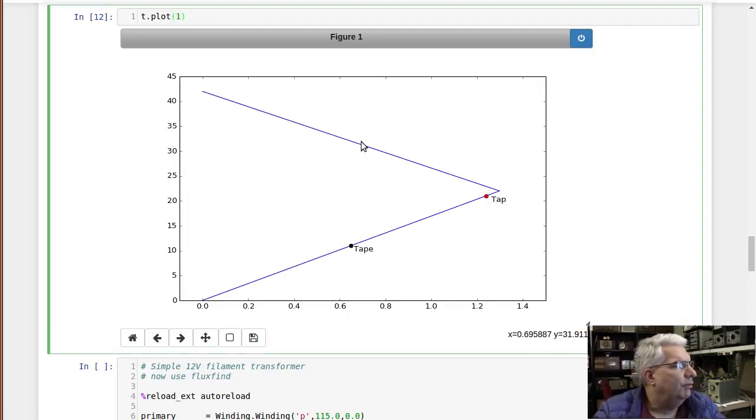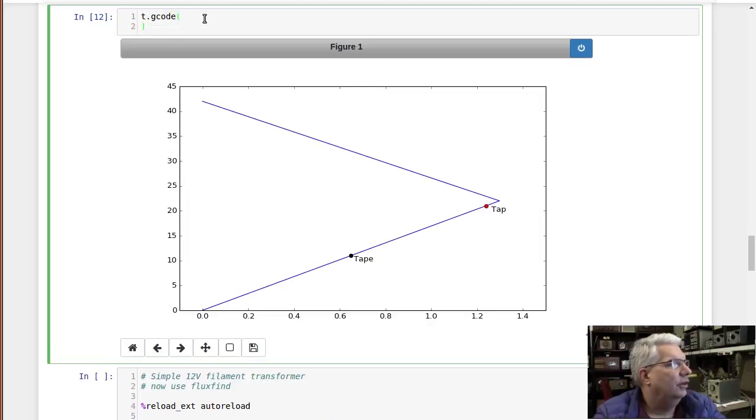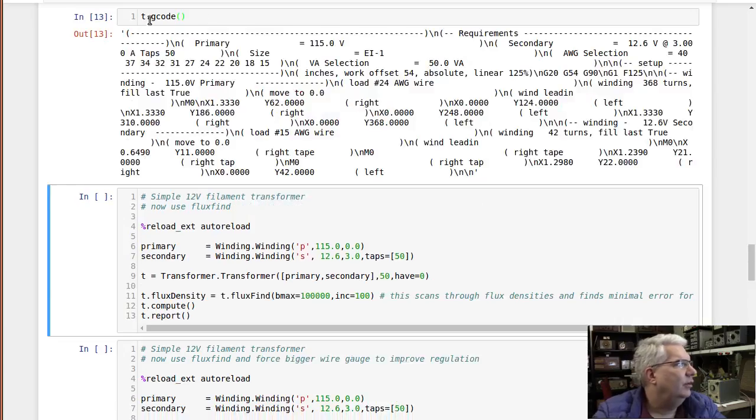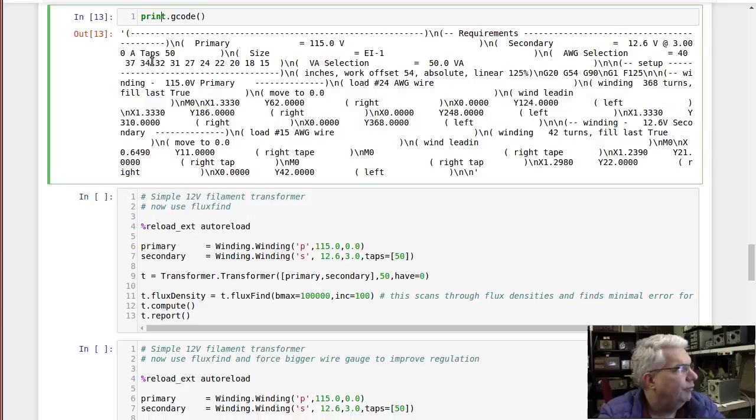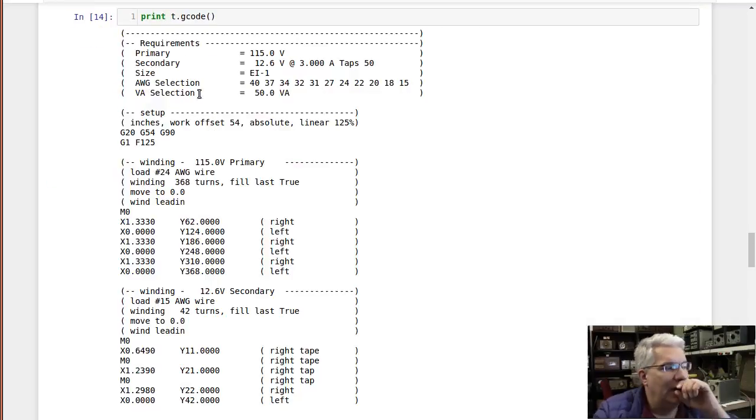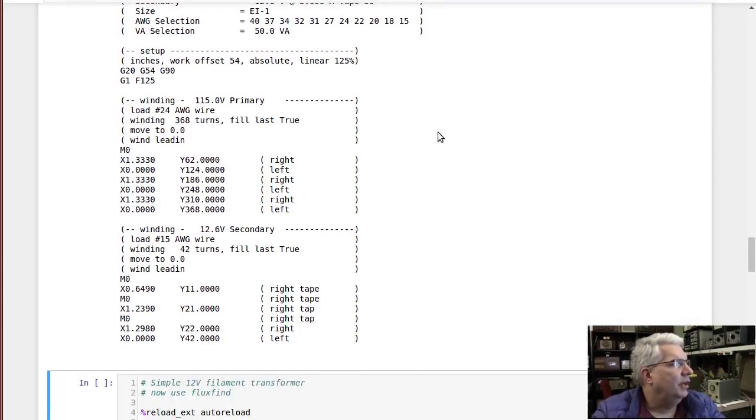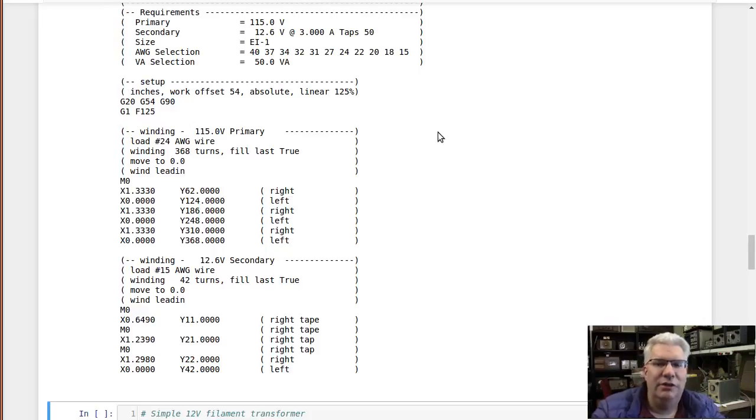All right, this just kind of shows you what the machine is going to do. And then there's one last thing. If you want to look at the G-code itself that's going to get sent to the machine, you can print the G-code out here. It gives you the build table that you can take and run right into your CNC machine, if you've got it set up correctly.